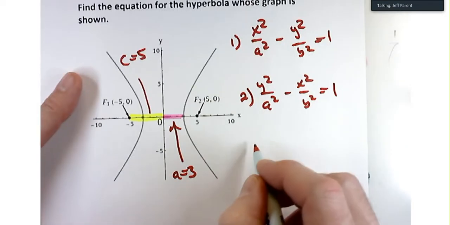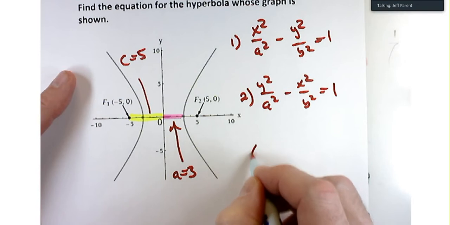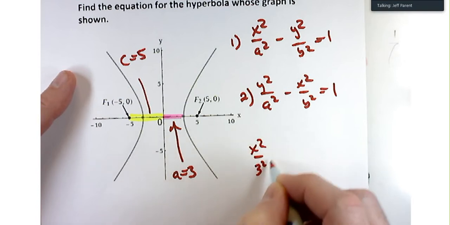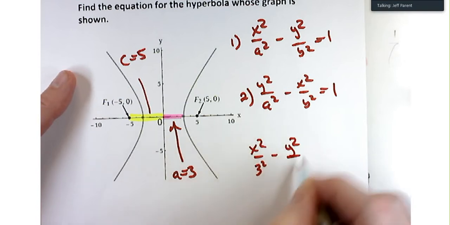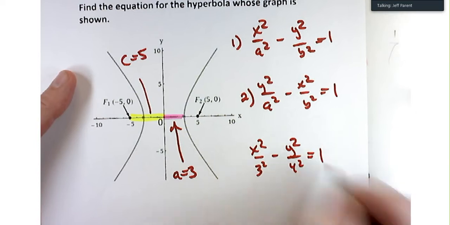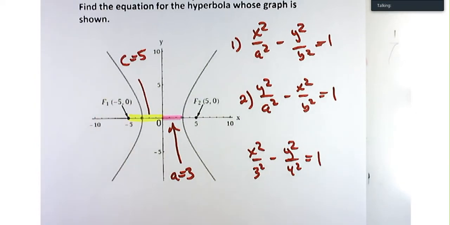So that gives me my equation. So I get x squared over 3 squared minus y squared over 4 squared equals 1. Yay!